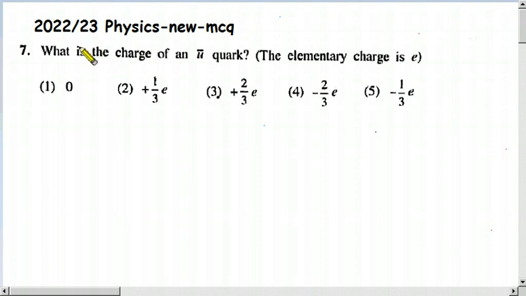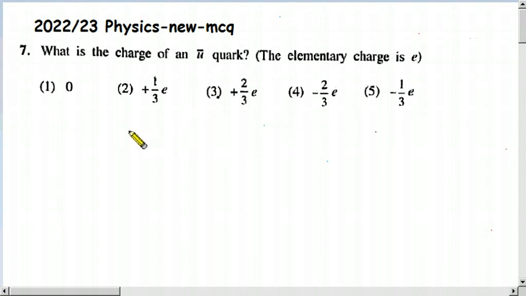Children, today I am going to discuss question number 7 from the MCQ part of the 2022-23 Physics New Syllabus paper. What is the charge of an anti-up quark? In brackets, the elementary charge is equal to the charge of an electron. The first one is 0, second one positive 1/3 of E, third one positive 2/3 of E, fourth one minus 2/3 of E, fifth one minus 1/3 of E.